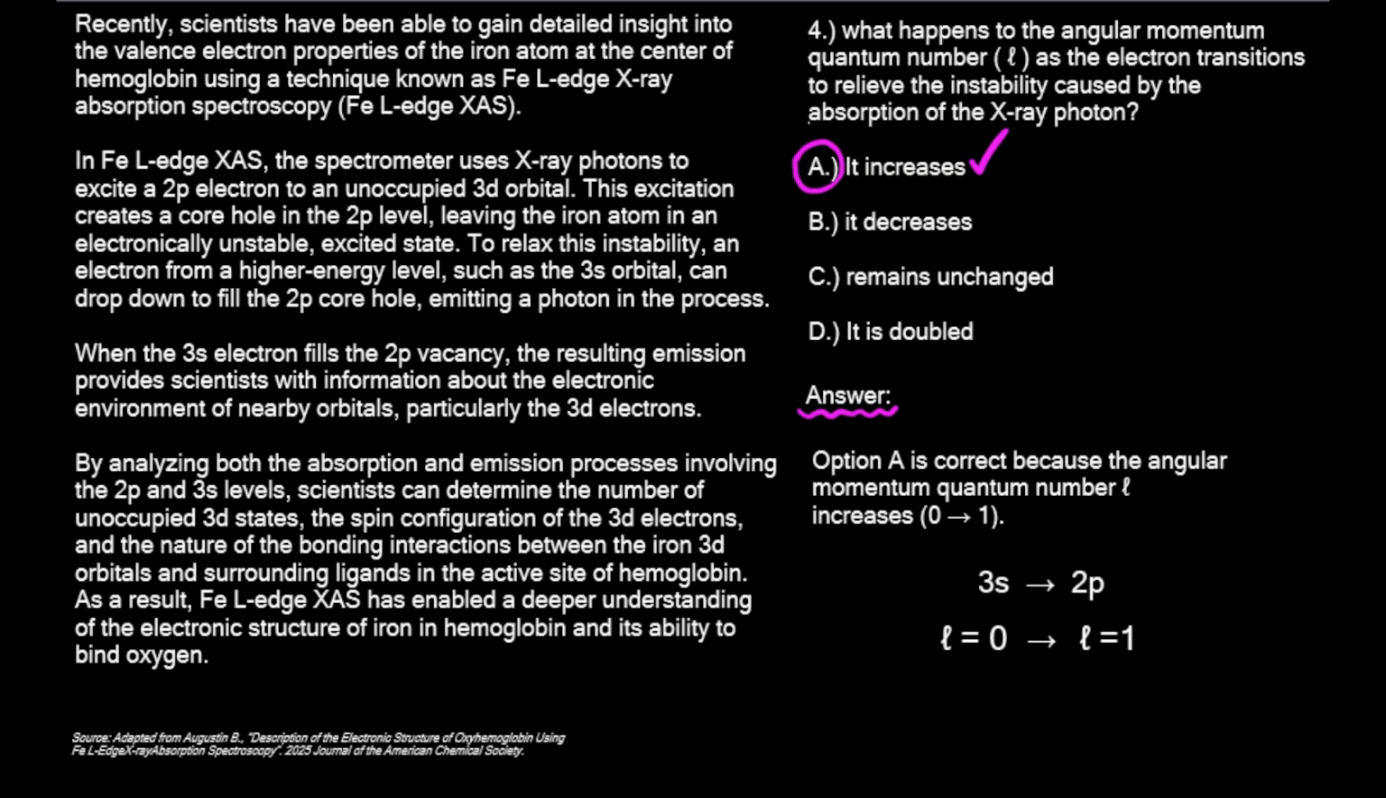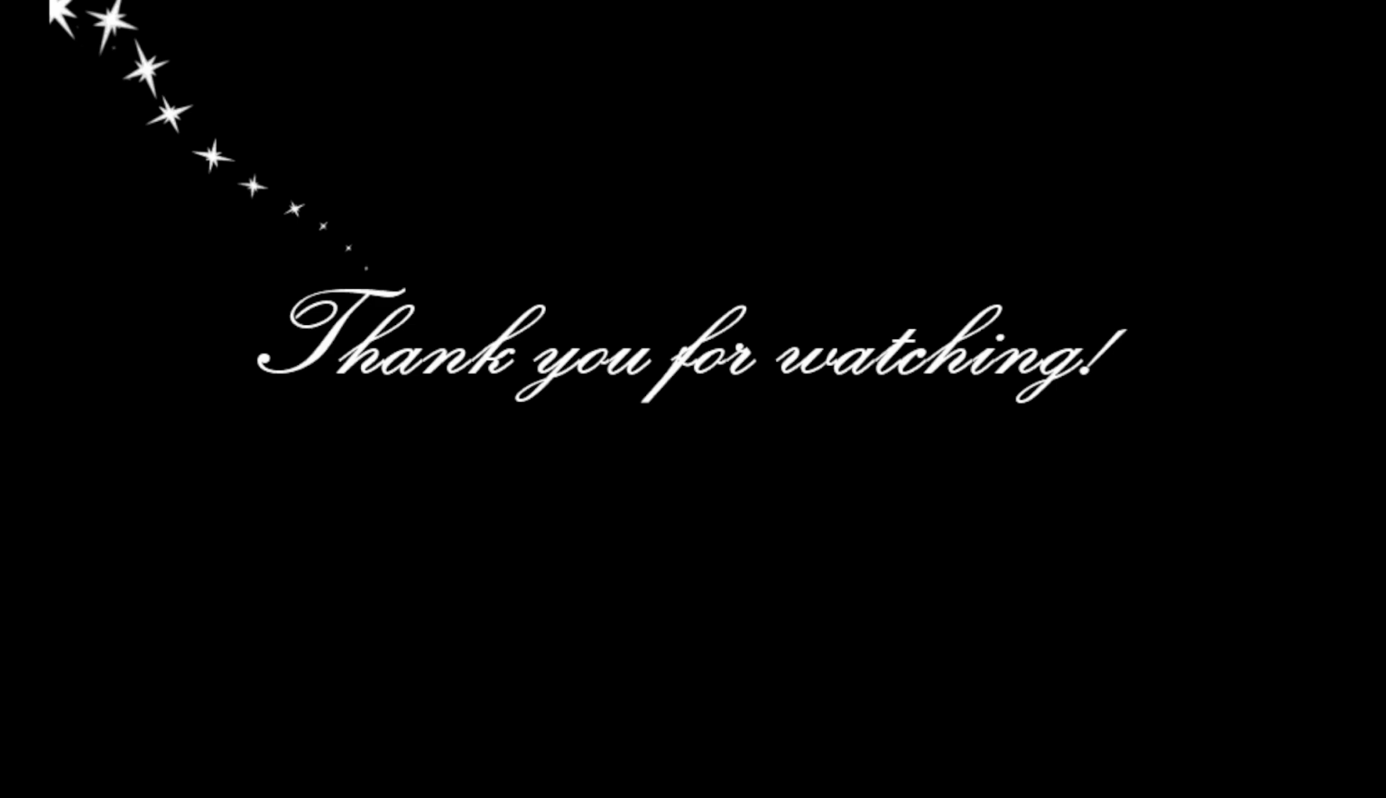The angular momentum quantum number depends on the type of orbital. The s orbital has l equal to 0, and the p orbitals have l equal to 1. Since the electron moves from a 3s orbital to a 2p orbital, l changes from 0 to 1, which means it increases. Therefore, the correct answer is A.